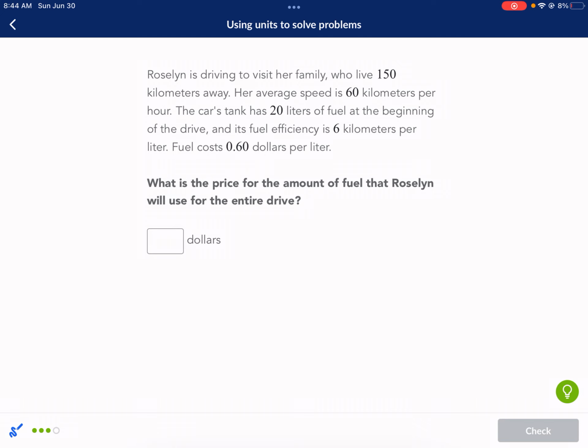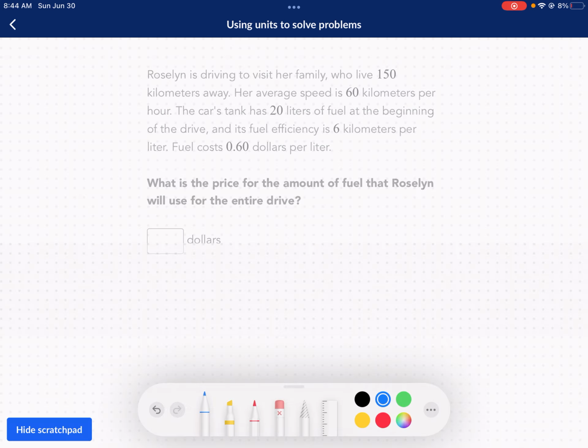Okay, that's a great question. This is a great road trip problem. I actually do this a lot in some trip planning. One of the best applications of math. So let's make sure we get this right. What is the price for the amount of fuel that Rosalind will use for the entire drive?